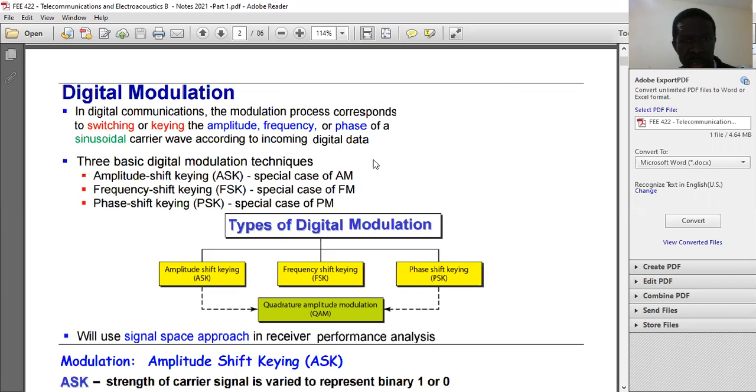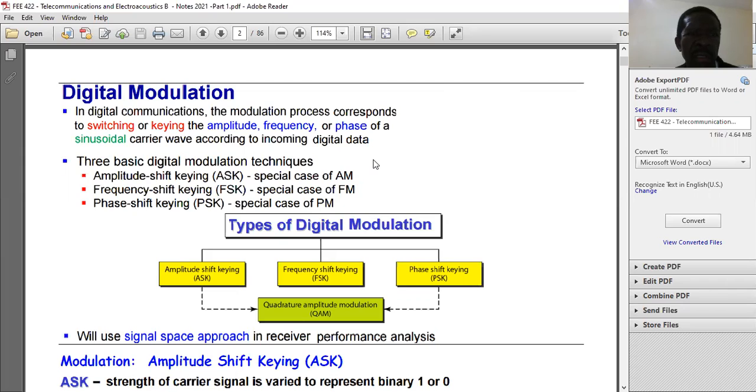Basically, in digital modulation, we have three types. You can either change the amplitude, or you can change the phase, or you can change the frequency, just as we had with the analog system. As a matter of fact, you can see that amplitude shift keying here is a special case of AM in analog. And frequency shift keying here is a special case of frequency modulation. And likewise, phase shift keying is a special case of phase modulation.